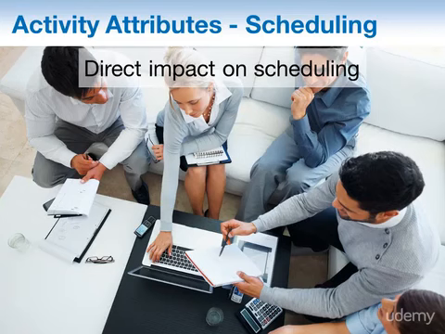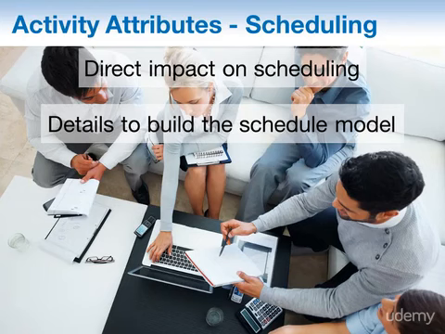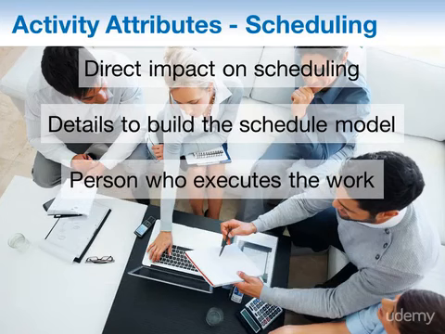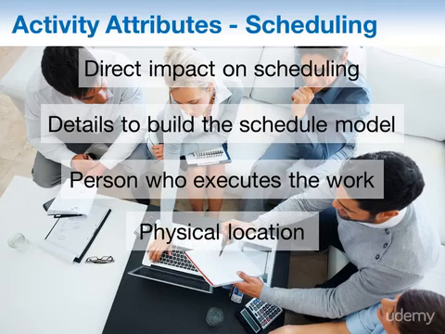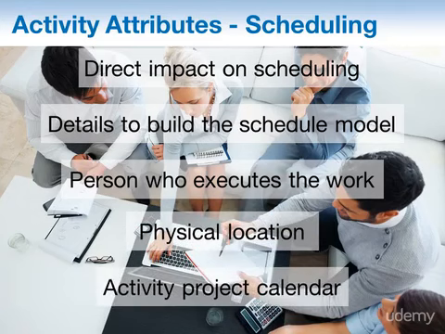How's that the case? The activity attributes are responsible for the details that are used to build the schedule model. They provide expanded information on each activity in the activity list, additional details, you might say, that are used to build the schedule. Some examples of the type of additional information activity attributes might identify are the person responsible for completing a work package, the physical location where the work will actually be performed, or the project calendar that the activity is assigned to. Of course, this list is not all-encompassing, but it does give you an idea of the type of attributes that you can have.